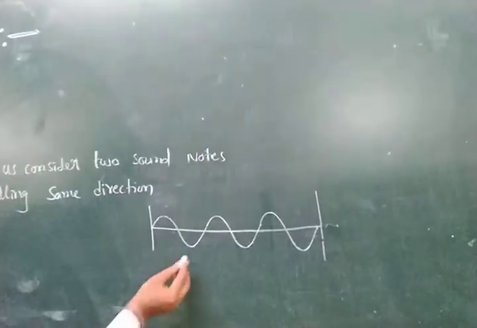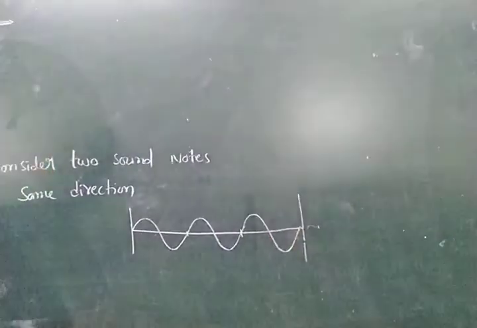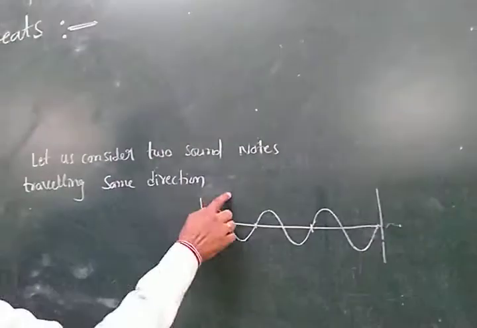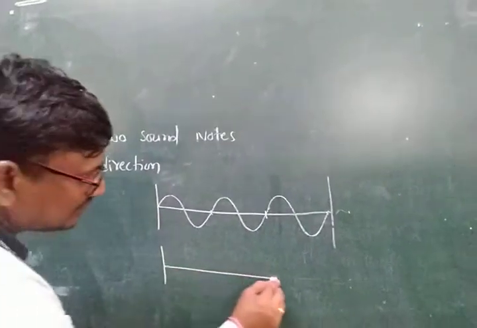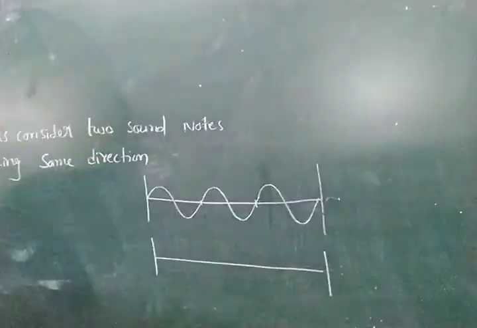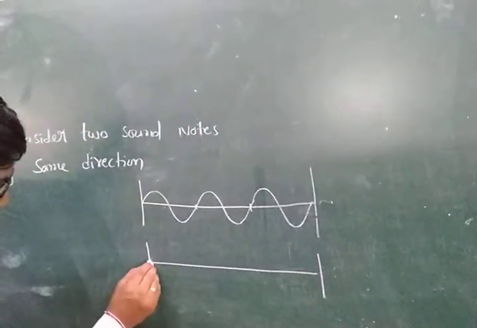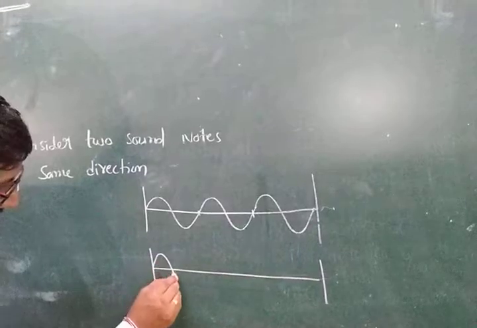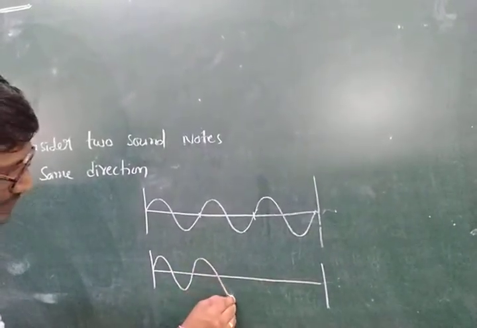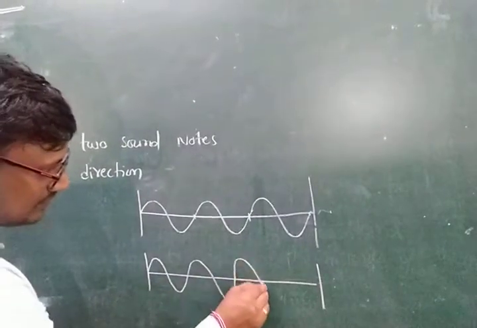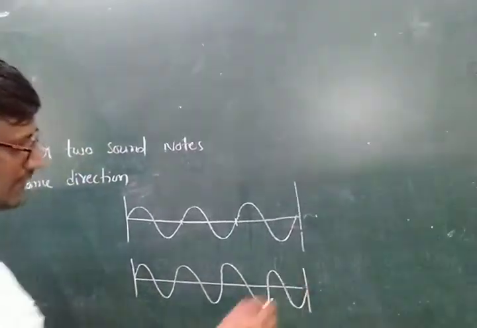Here, how many frequencies are there? Here 1, 2, 3 frequencies are considered. This is the first sound note. Next, consider another sound note. It has the same length, but it has a different frequency. These are the different frequencies.